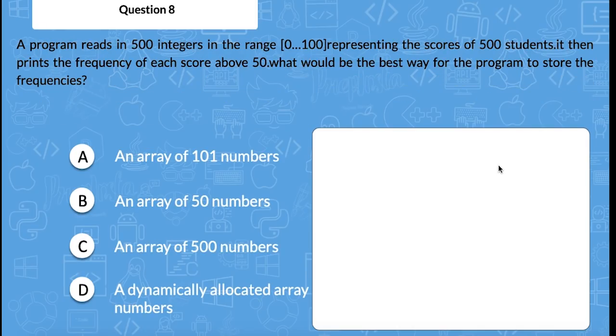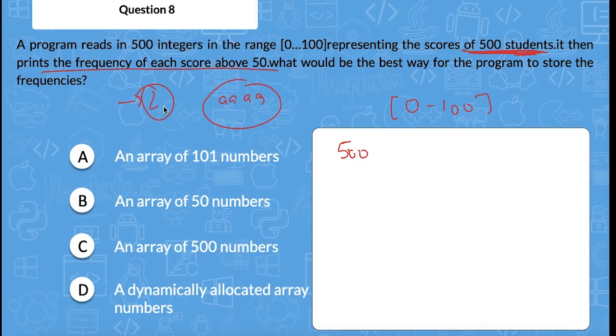A program reads 500 integers in the range of 0 to 100. These are basically the scores of 500 students, and then it prints the frequency of each score above 50. Let's say two students have scored 99, so it is printing 2. What would be the best way for the program to store these frequencies? An array of 100 numbers, 50 numbers, an array of 500 numbers, dynamically allocated array.